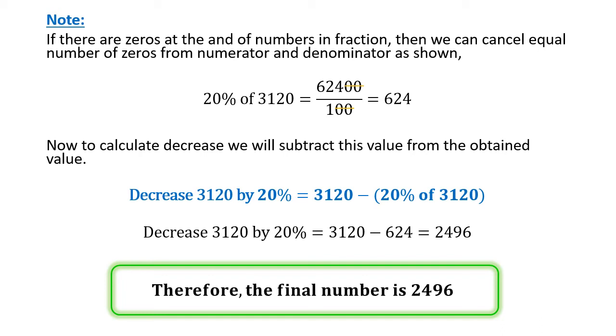Now to calculate decrease we will subtract 624 from the obtained value, that is 3120. After subtracting we have 2496, therefore, the final number is 2496.